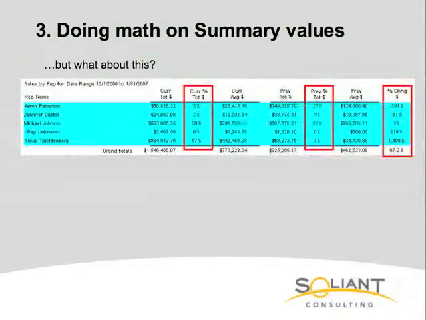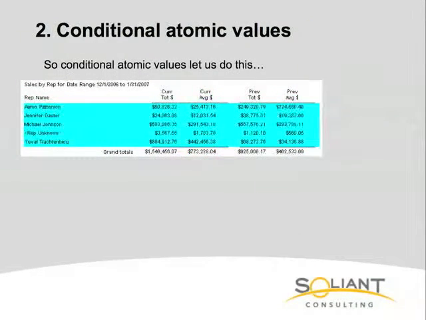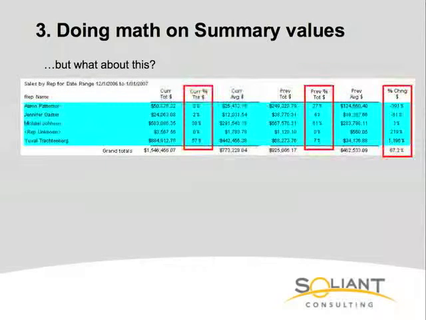But what about this? So take a look. It's easy enough to do summary fields and return, going back to the first thing it lets us do, return summaries. We can summarize the totals, we can summarize the averages for the current and the previous, no problem, right? But how do we do this? Here we're doing math on summaries. We're doing math on values that don't actually exist in the data.